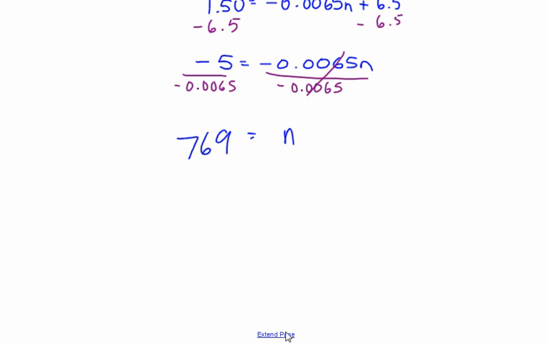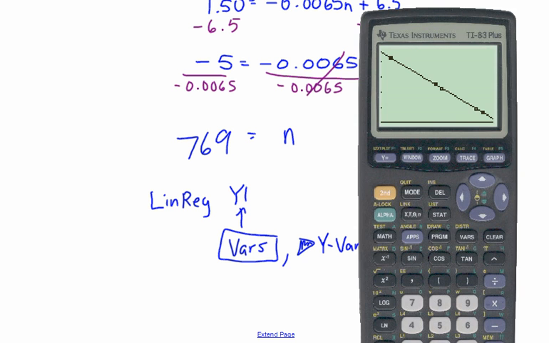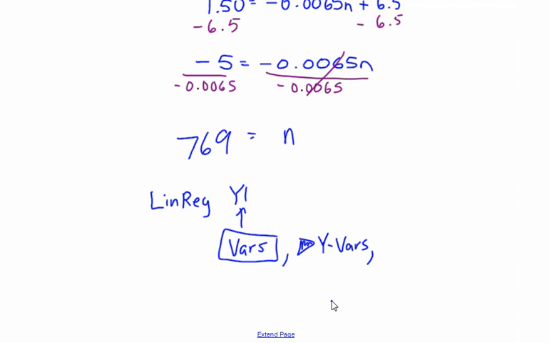So when we do linear regression, you want to push y1. So how do we get that? Vars, and then we go over to y vars. So vars, y vars, or variables. Number 1 for function, and 1 is y1. You put it and then you have linear regression. And then you store it there: vars, y vars, y1. So it'll store it in y1. I'm pretty sure. Okay. So if you have a different calculator, I can show you how to do it.